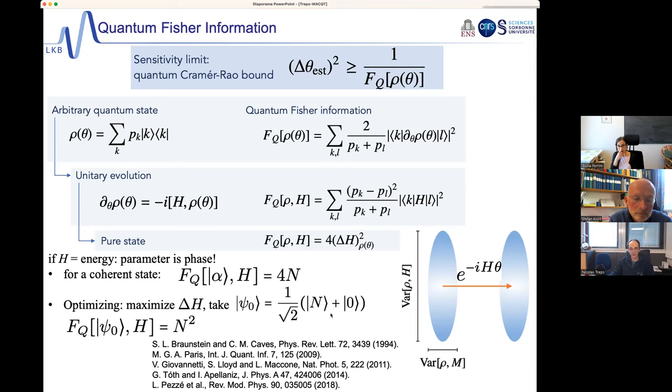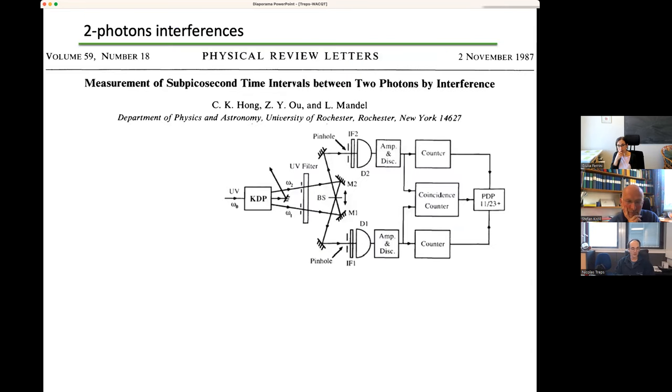So let's study for now a bit more this NOON state, or n plus zero state. What can be done experimentally? So let me go back to experimental considerations. How do you generate a NOON state? Well, in fact, there's a very well-known quantum effect that generates NOON states, the Hong-Ou-Mandel effect. So this is the original paper.